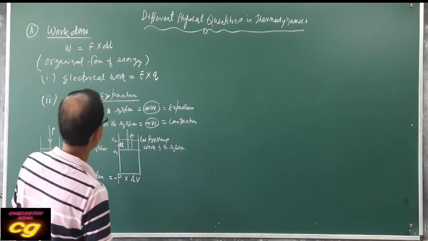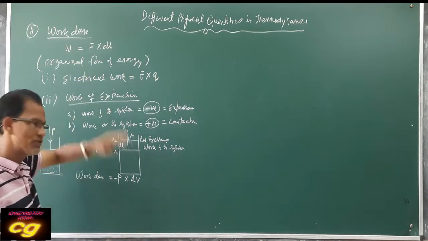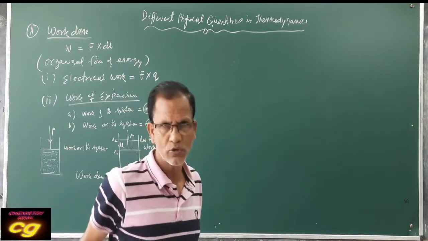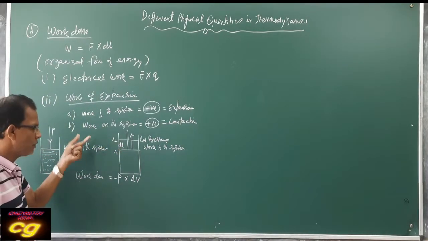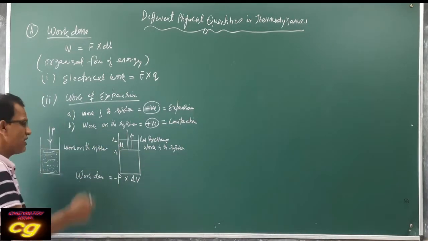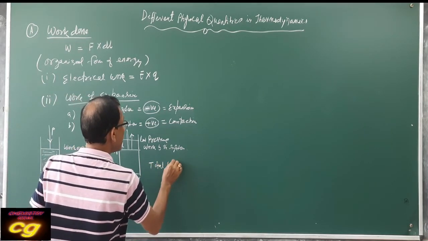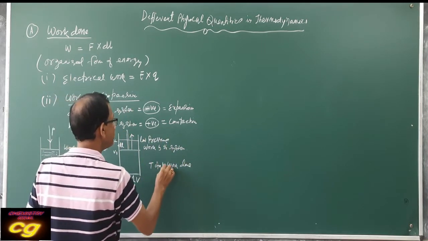But for the whole change, when you calculate the total expansion from V1 to V2, the small change in volume is taken as dV. For the whole change, we consider the total work done by the system.